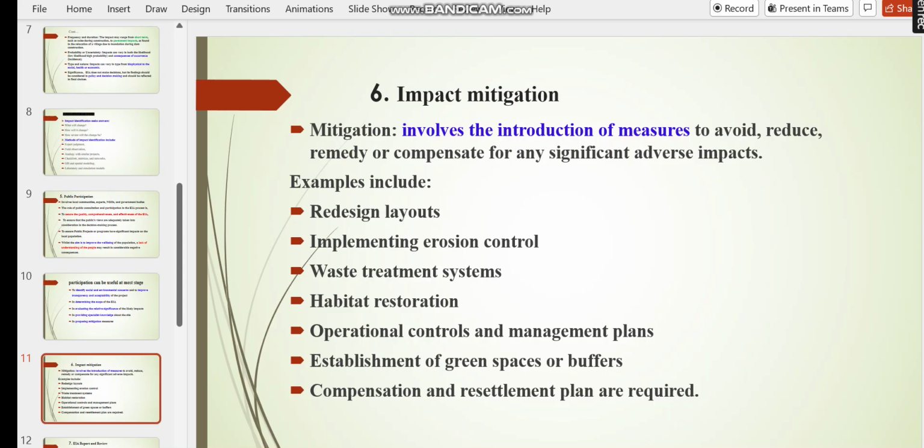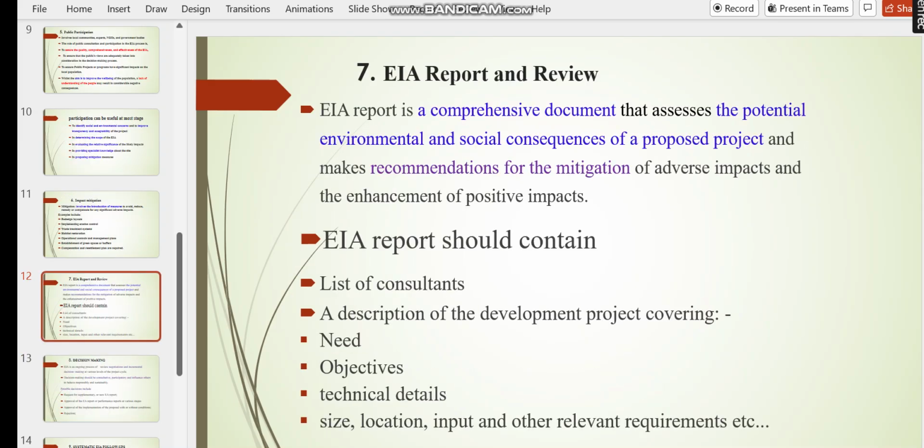The sixth step is impact mitigation. Mitigation involves the introduction of measures to avoid, reduce, remedy, or compensate for any significant adverse impacts. Mitigation examples include redesigned layouts, implementing erosion control, waste treatment systems, habitat restoration, operational controls and management plans, establishment of green space or buffers. Compensation and resettlement plans are required.